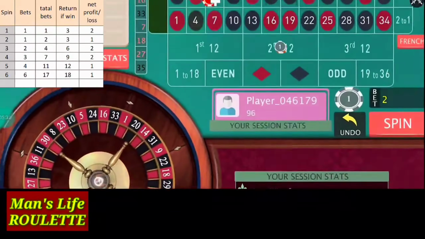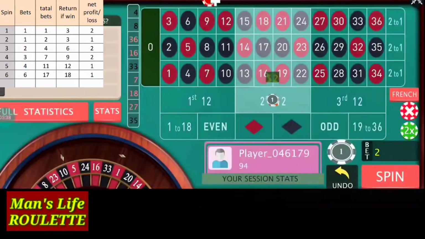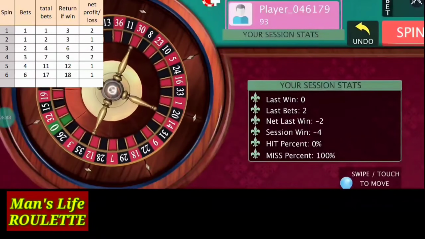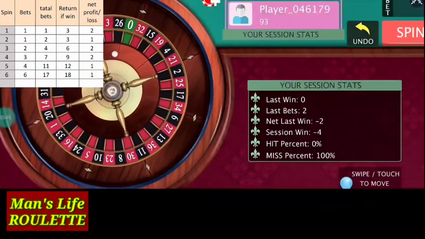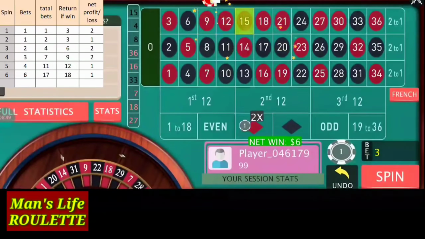I lose this spin also, so my fourth spin now will be $3, and I have decided to go again with the second dozen. The selection of the dozen is quite random. No matter which dozen you select, that doesn't matter. So this time I win here.